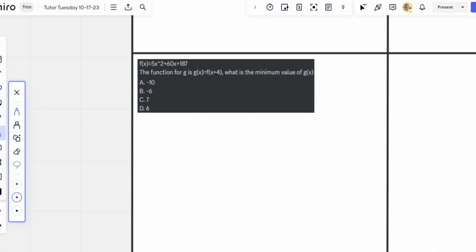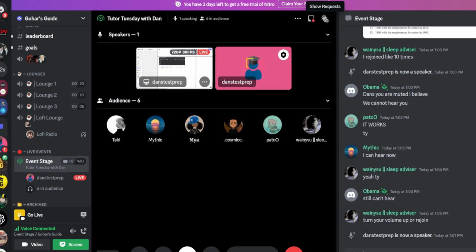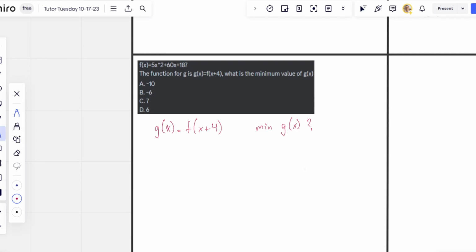We've got a function f of x, and the function g is g of x equals f of x plus 4. And we want to find the minimum of g of x. Well, if we were doing this on the digital SAT, what I would do is probably just graph f of x, and let me show you what that process would look like. And then we could define g of x equals f of x plus 4.